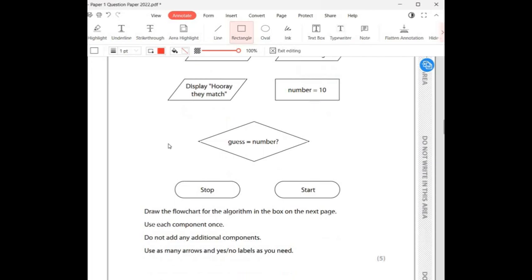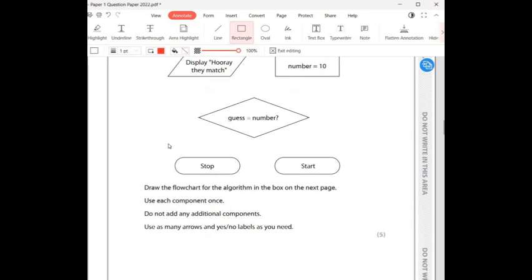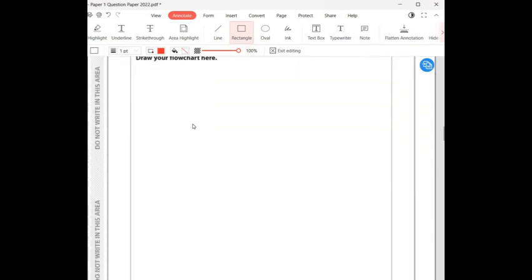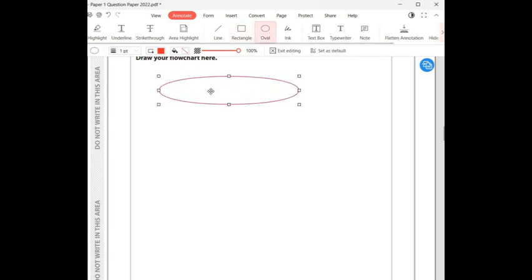And I mean only once. So do not add any additional comments. Use as many arrows and yes and no labels as you feel required to. So there's our flowchart. So in it, yeah, this is my awful one. You would have to draw it.